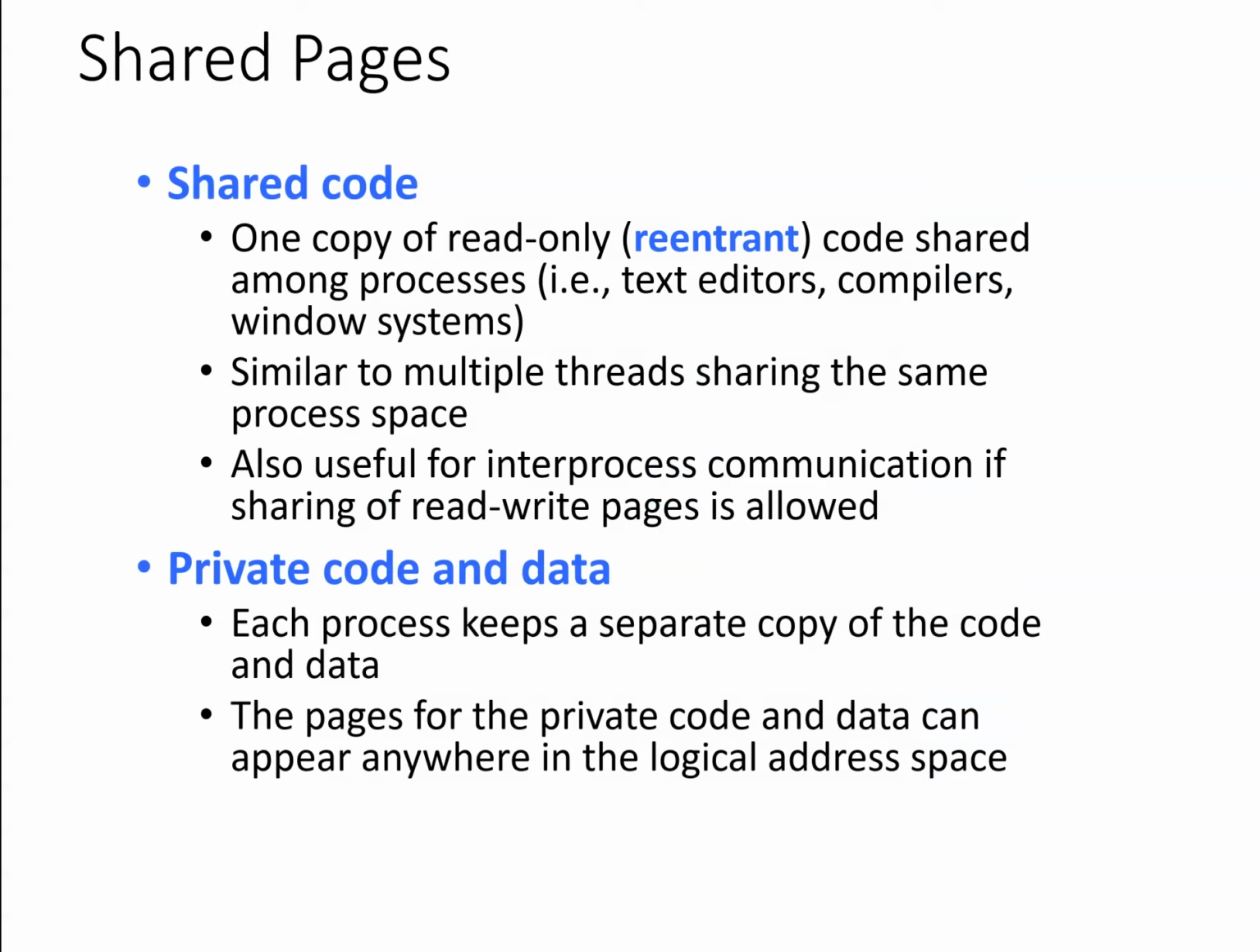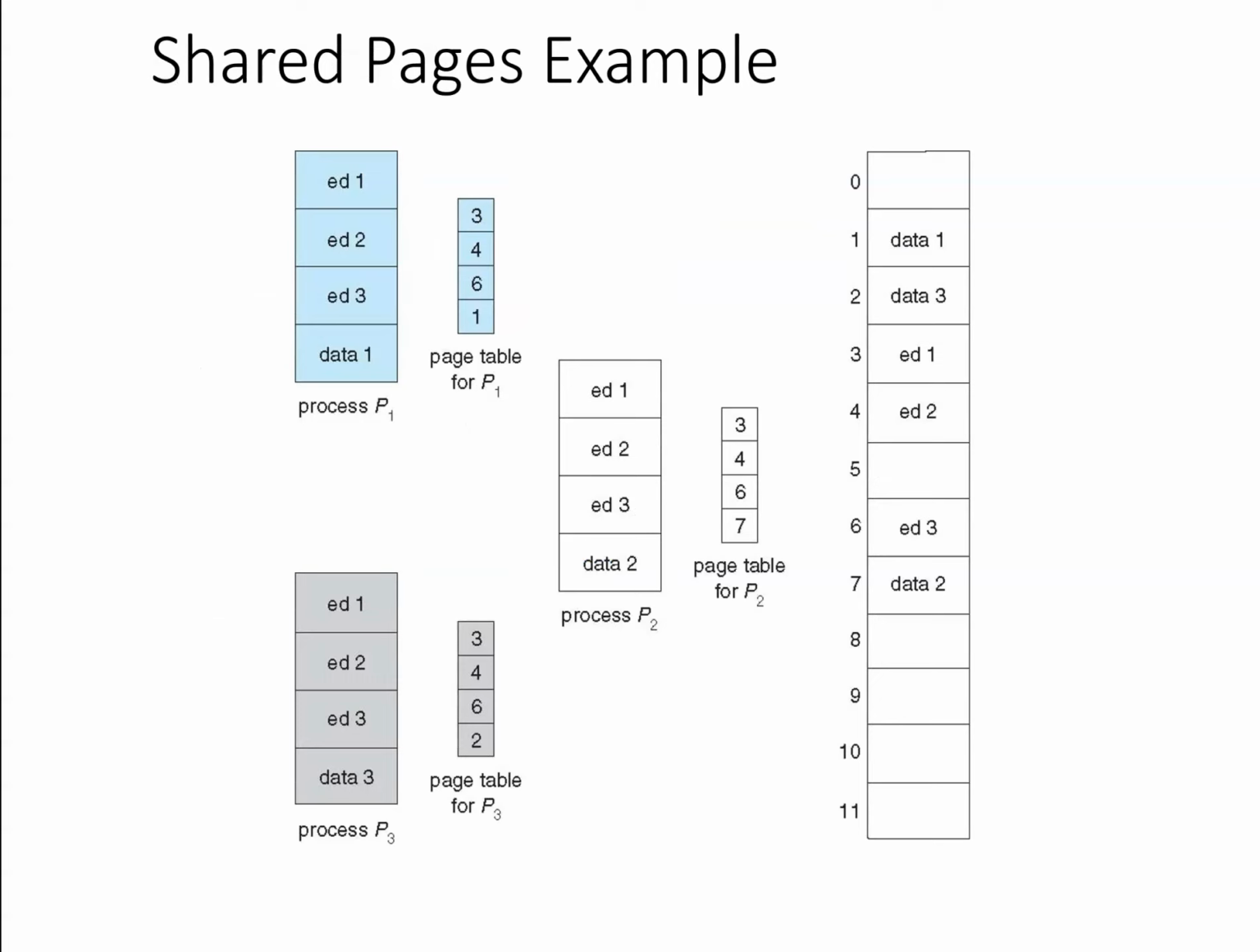How about when we have shared code? One copy of read-only code, reentrant, meaning two systems can access it at the same time without risk, is shared among processes. It's similar to multi-threads sharing the same address space. It can also be used for inter-process communication if sharing of read-write pages is allowed. Otherwise each process could keep a separate copy, and the pages could be anywhere in the logical address space. That does reduce some of the effectiveness.